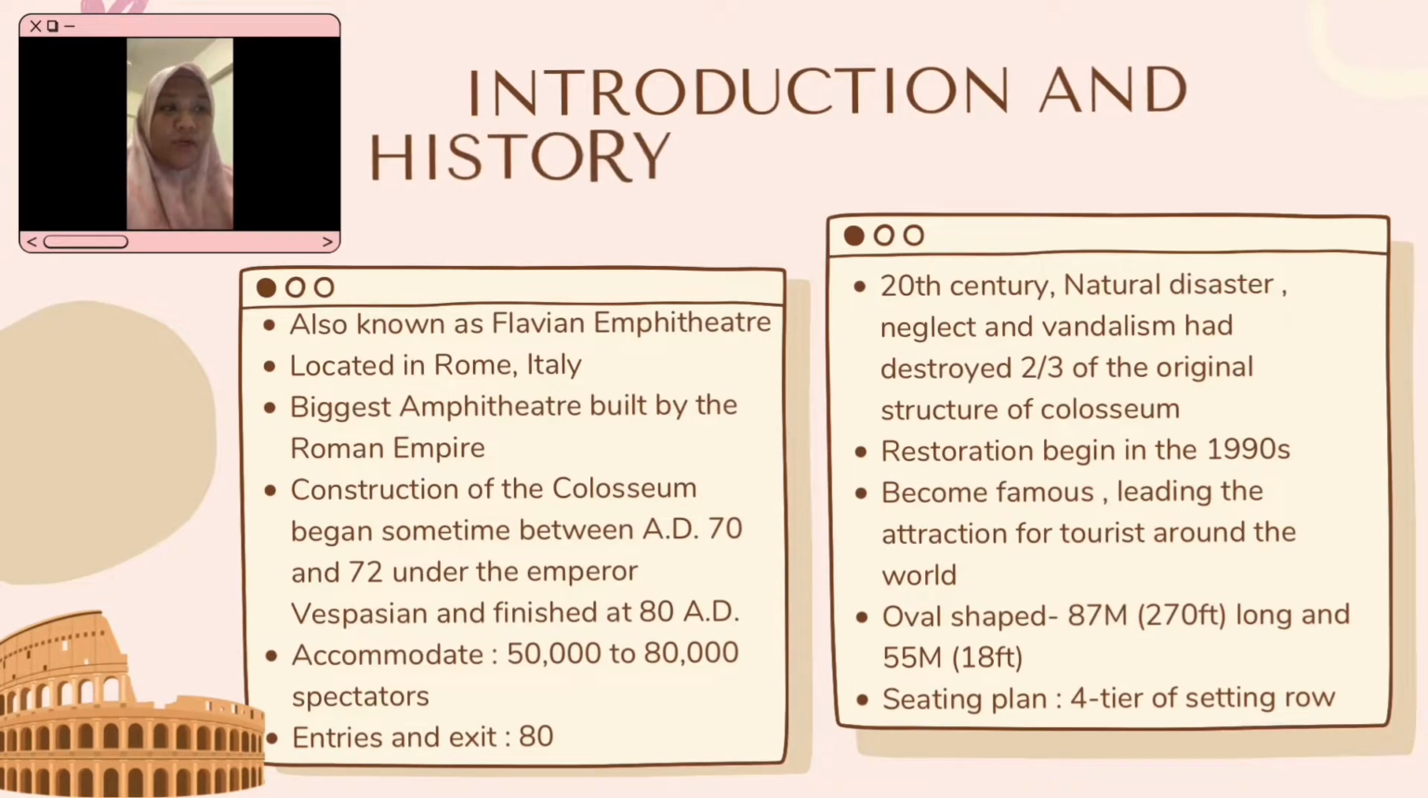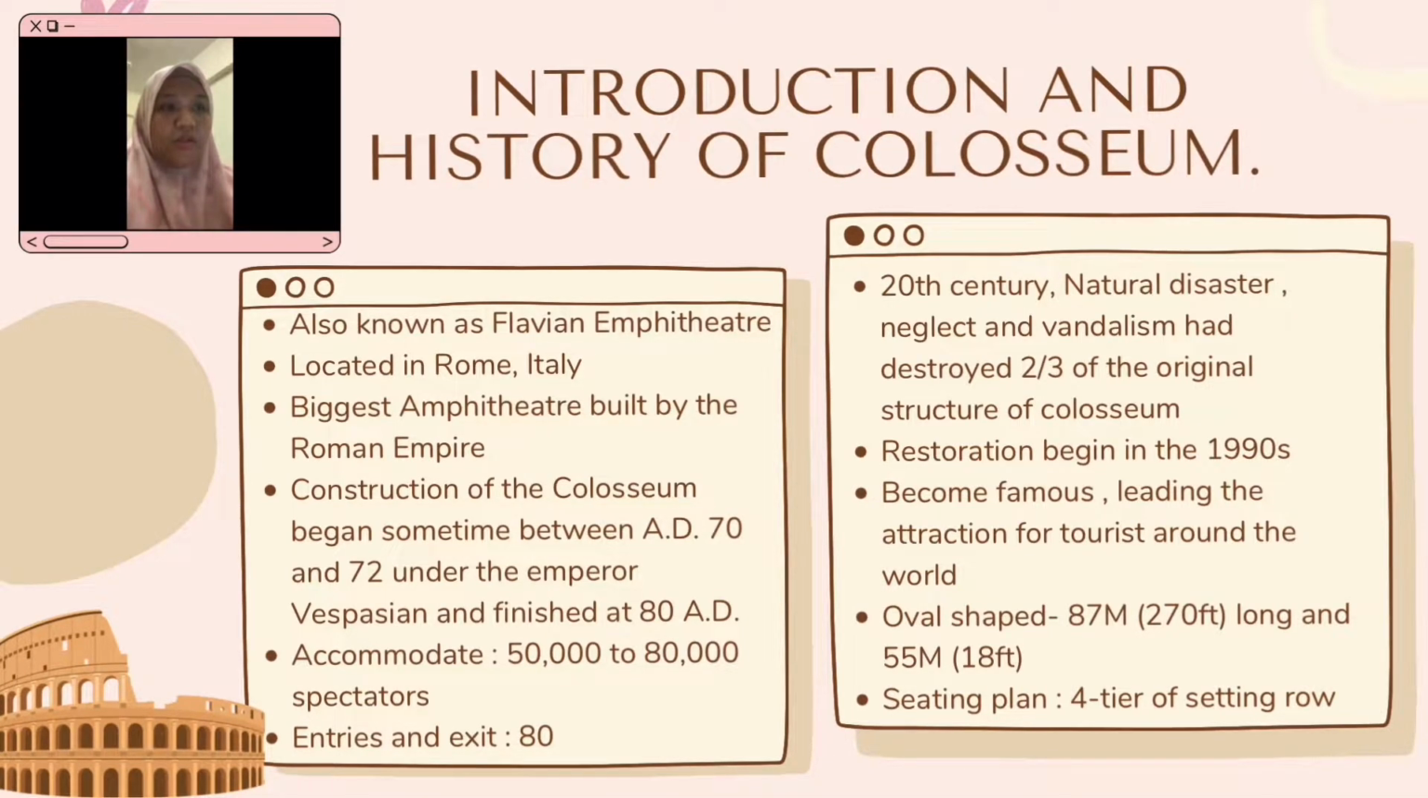Introduction and history of the Coliseum, also known as the Flavian Amphitheater, located in Rome, Italy. It is the biggest amphitheater built by the Roman Empire. Construction of the Coliseum began sometime between AD 70 and 72 under the Emperor Vespasian and finished in 80 AD. It accommodates 50,000 to 80,000 spectators.